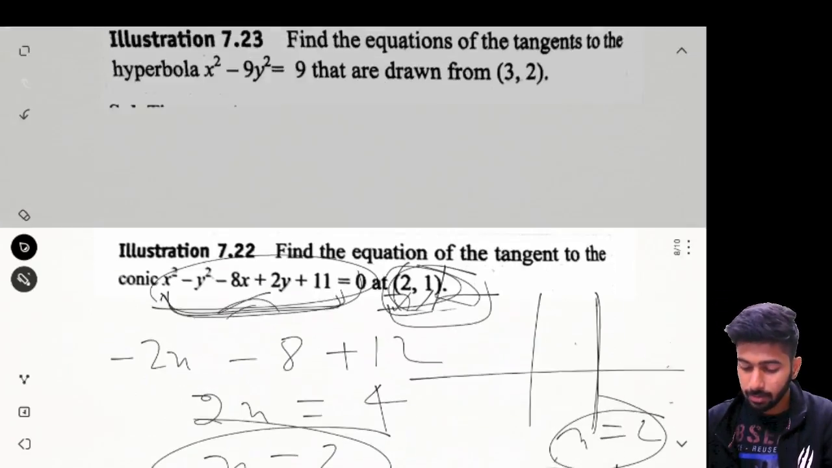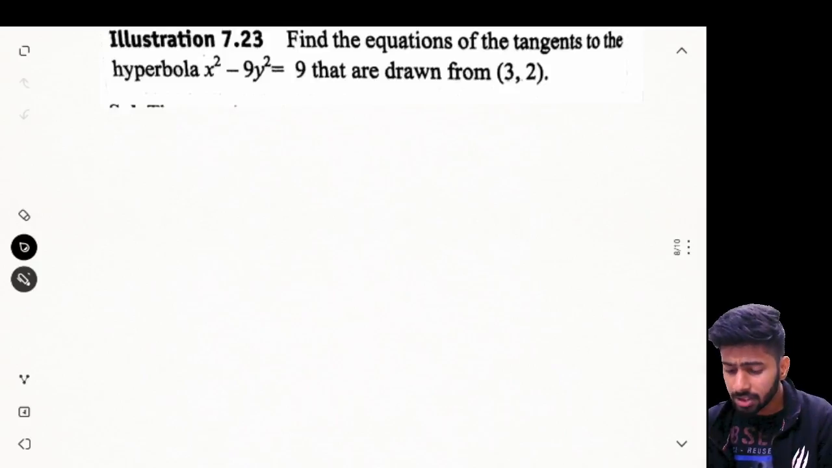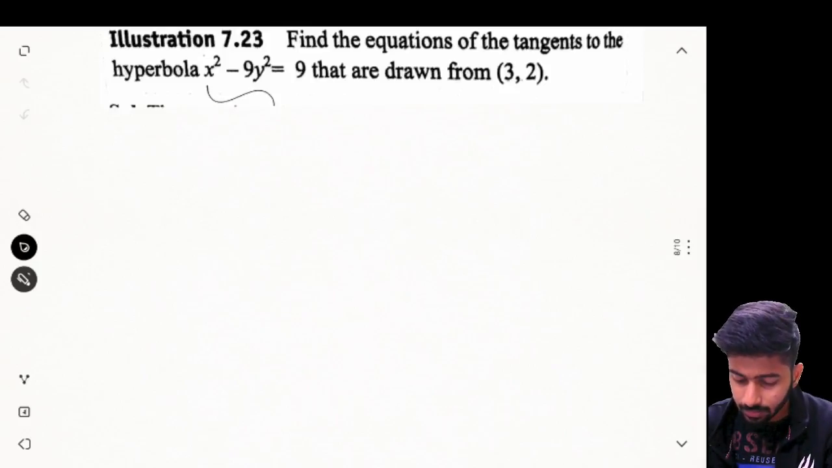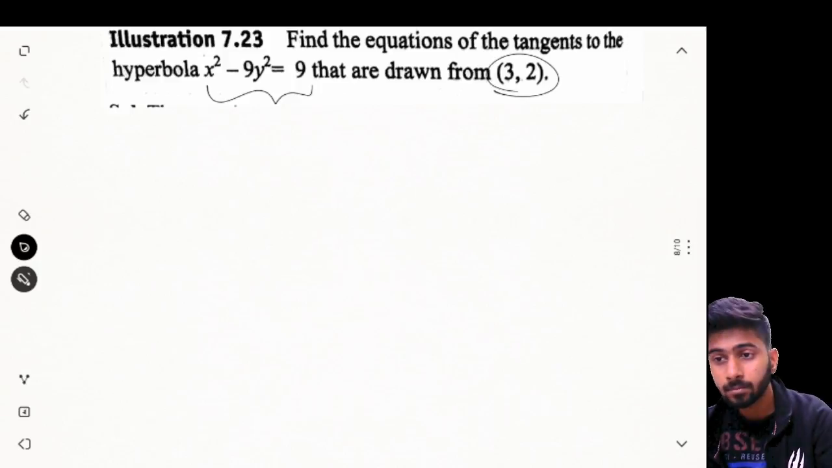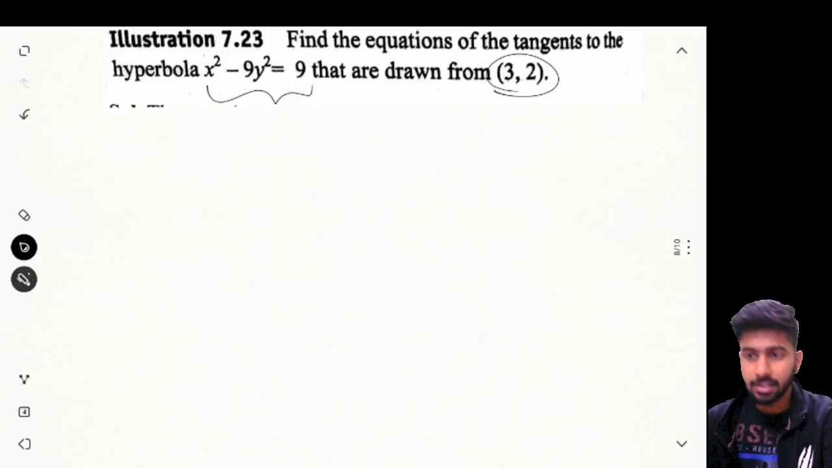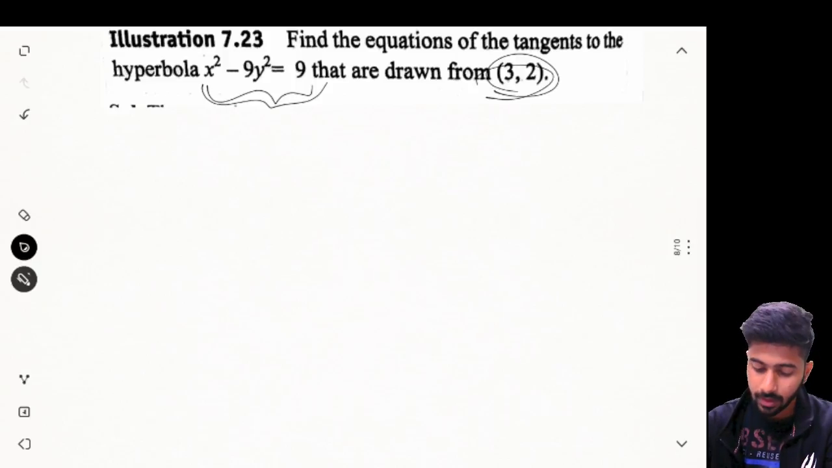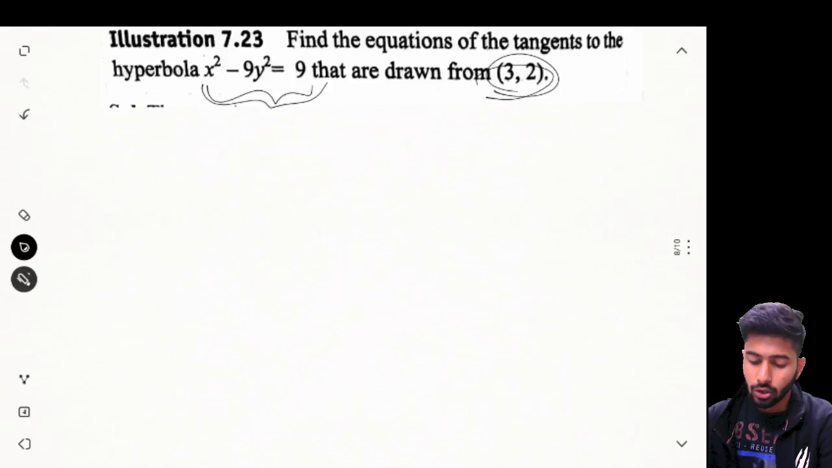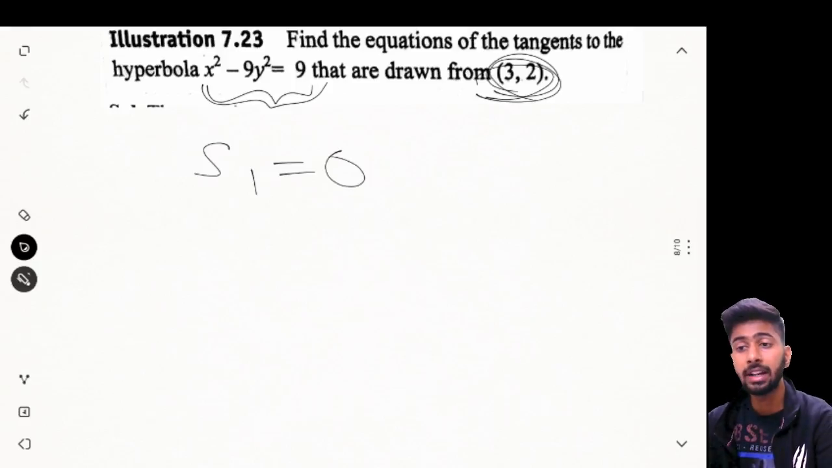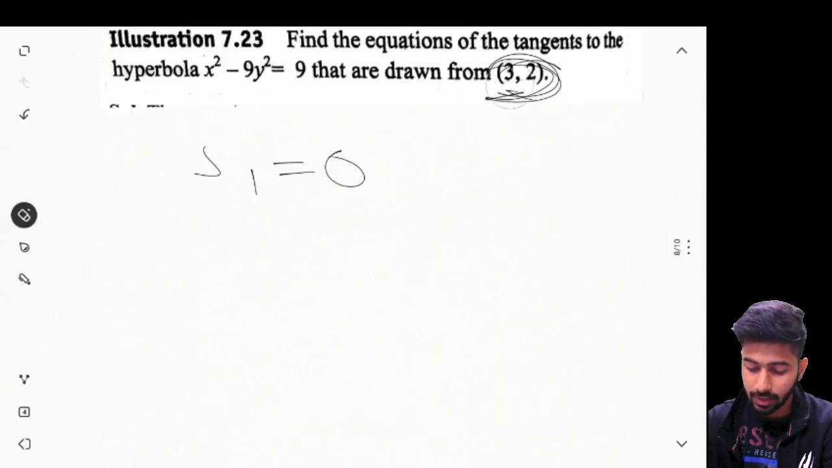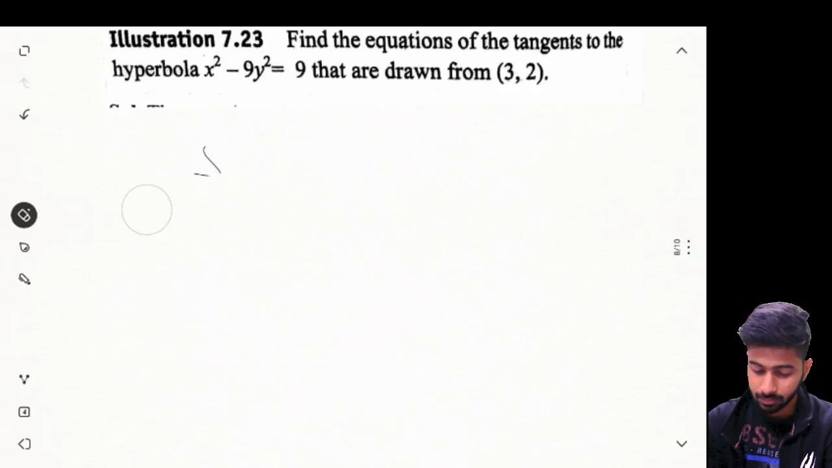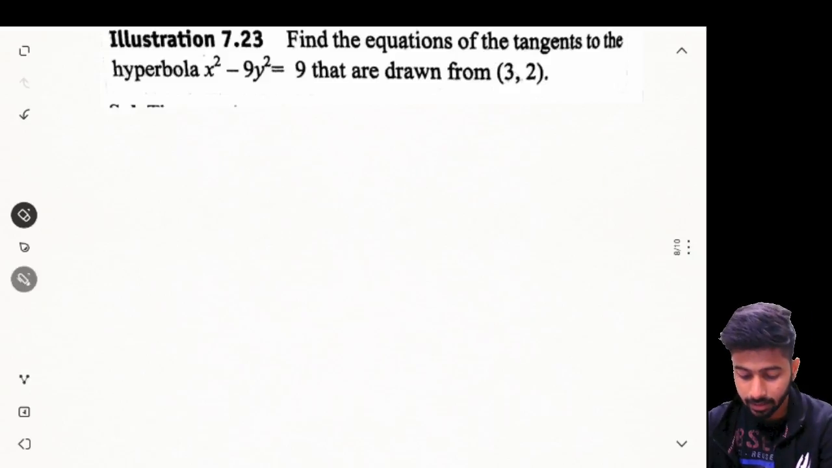Moving on to the next problem. Find the equations of the tangents to the hyperbola that are drawn from (3, 2). So this is slightly tricky. This (3, 2) doesn't lie on this curve. So if you do S1 equal to 0 at (3, 2), will you get a tangent to the curve? No. Because (3, 2) does not lie on the curve. So I'll not get a tangent if I do S1 equal to 0. But yeah, obviously there is a way how we can get it.